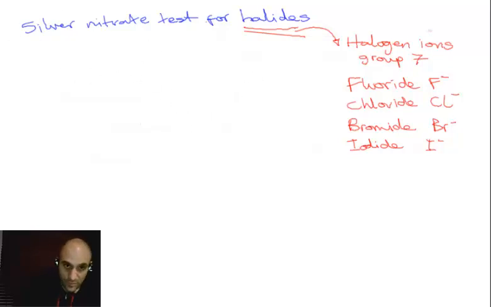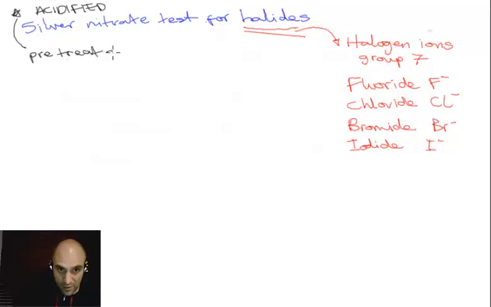So, let's do this in a different color. Why don't we take black this time? So, silver nitrate test for halides. A lot of the time it's called the acidified silver nitrate test for ions because you pre-treat your sample with concentrated acid, namely nitric acid.